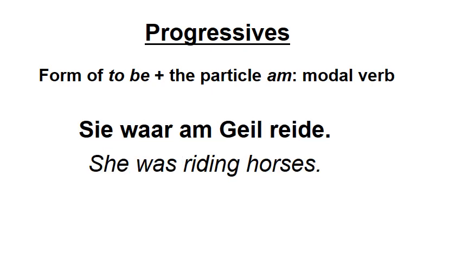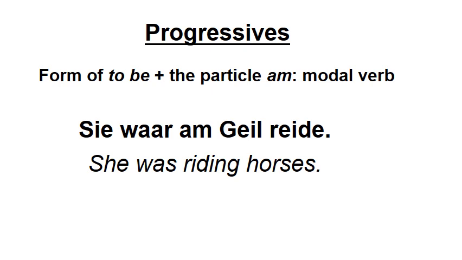Let's look at another example, this one in the past tense. Sie war am Geil reiten. She was riding horses. So once again, we see the form of the verb to be, in this case the past tense. Then we have that little particle am. And then we've got our kind of infinitive construction that we're used to seeing from modal verbs. We've got the object, Geil, horses, and we have the infinitive at the end, reiten, to ride. So you would translate that as she was riding horses.